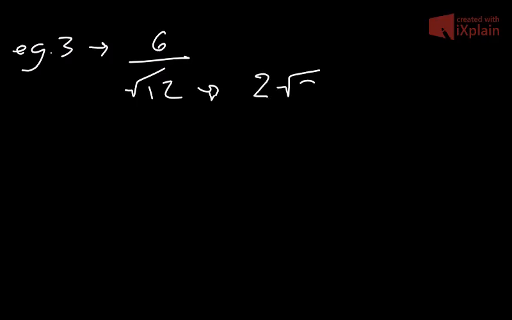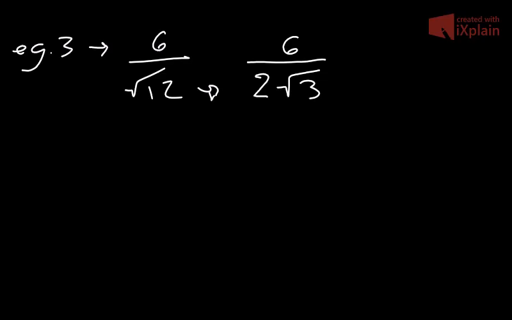Let's go to example number 3. We'll try 6 over root 12. Very similar to the last question. We're going to simplify this radical on the denominator first. 2 root 3. 6 on the numerator still.